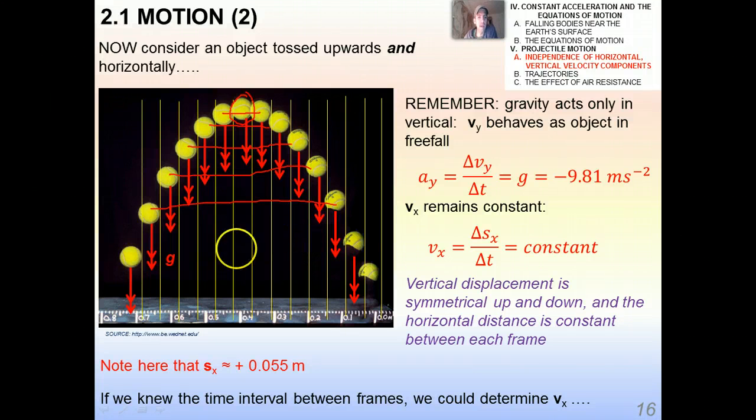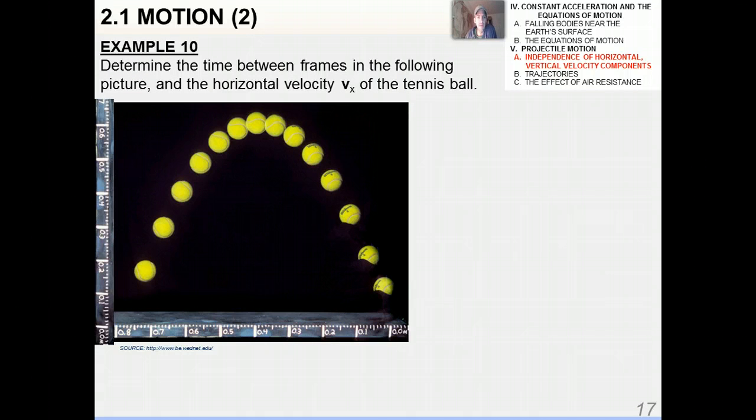I want you to note here that the change in displacement for each time interval, I have S sub x is 0.55 meters. You might want to pause the video and see if you agree with that according to that scale. Now, if we knew the interval between the time frames, we could determine exactly what V sub x is, and I'm going to do that right now. I'm going to figure out the time between the time frames as much as I can, and the horizontal velocity V sub x of the tennis ball. What you should do is pause the video right now and try this problem on your own before you see my solution.